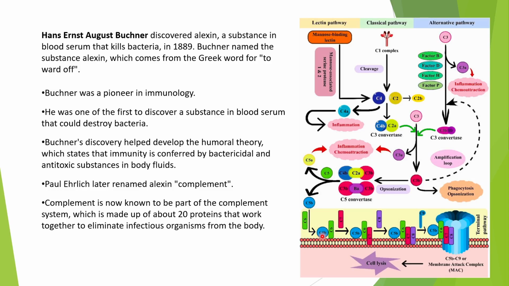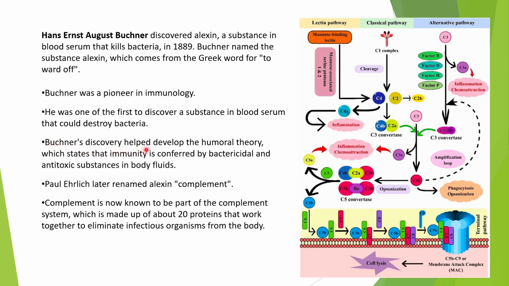Then next is Hans Ernst August Buchner, who discovered alexin, a substance in the blood serum that kills bacteria. Buchner named the substance alexin, which comes from the Greek word meaning to ward off. Buchner was a pioneer immunologist, and he was one of the first to discover a substance in the blood serum that could destroy bacteria.